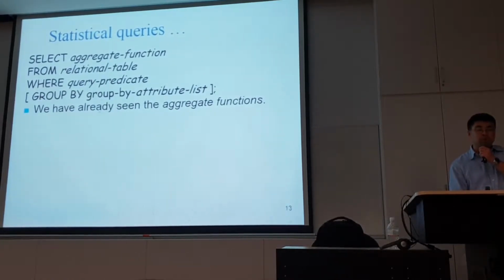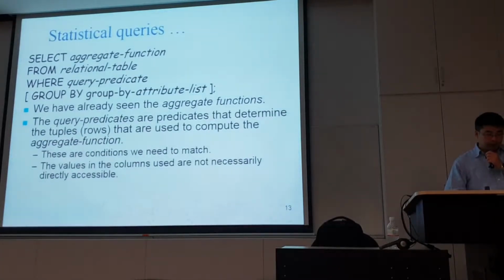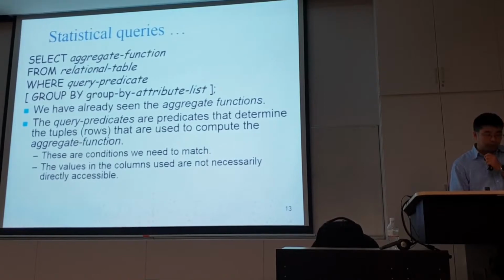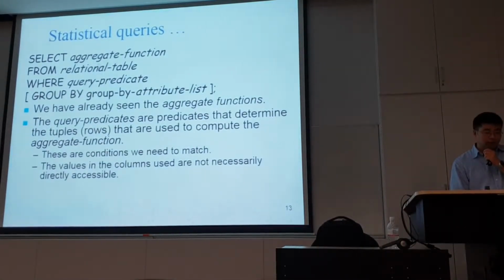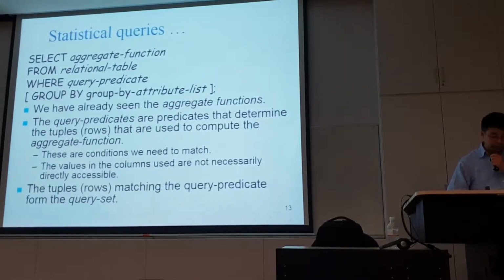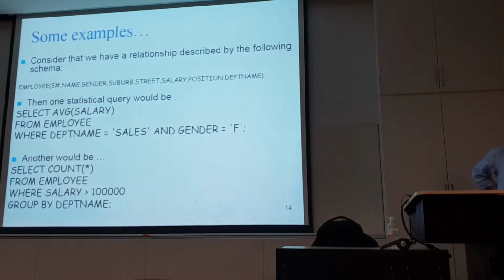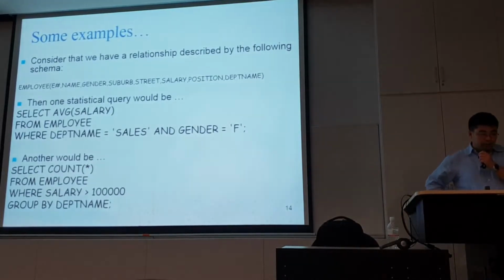Of course, you can also group the output, right? Display the output by different groups. Here is some explanation, and you should already be familiar with this kind of query if you studied a database subject before. So some examples here. Suppose we have such a table or relation. This is an employee table. We have the employee number, name, gender, and so on.